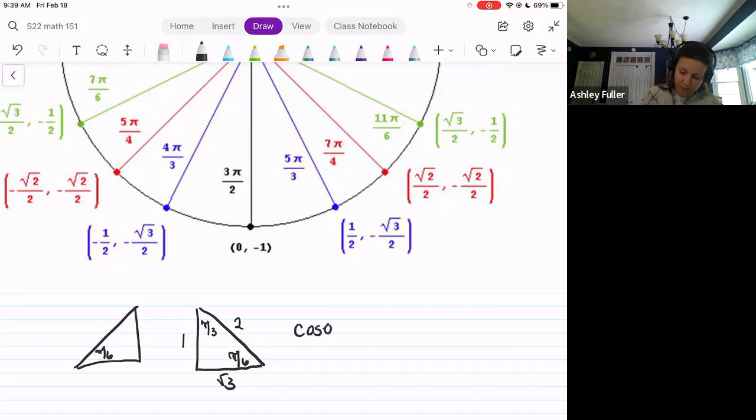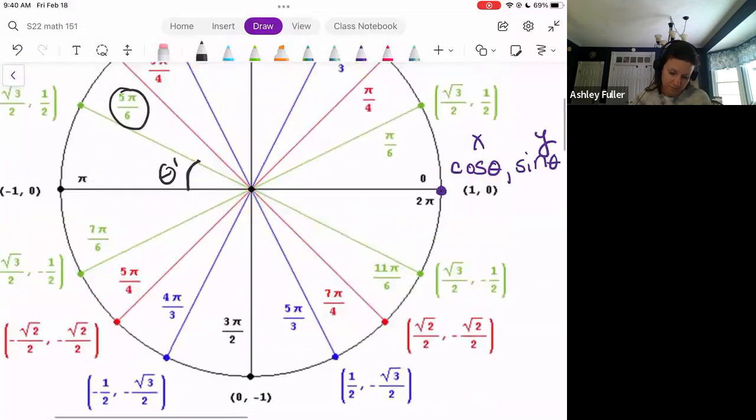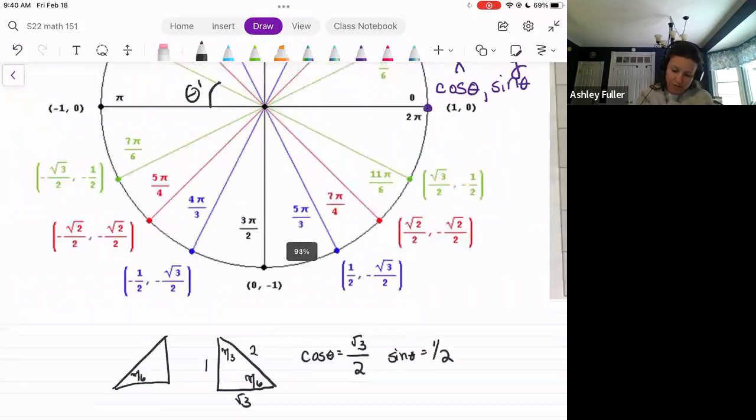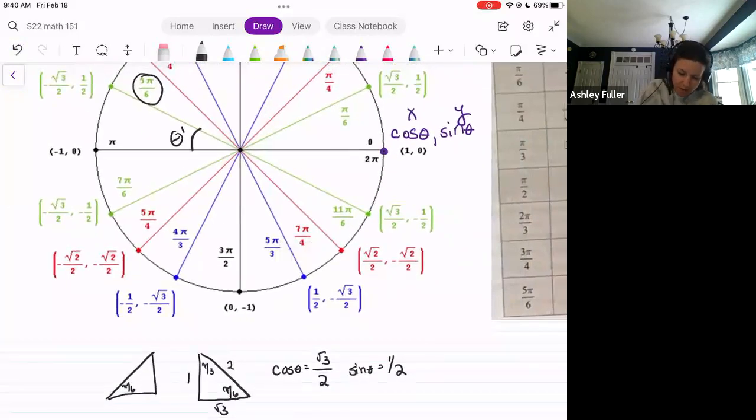And this gives us a cosine of square root of 3 over 2 and a sine of 1 over 2. Sorry about that. Adjacent over hypotenuse. And if you notice from the chart here, the cosine, the x value, is negative square root of 3 over 2. And we have to know that from the quadrant that it exists in. And then the sine is 1 over 2.